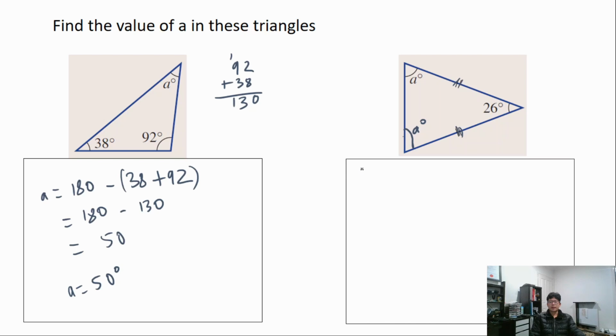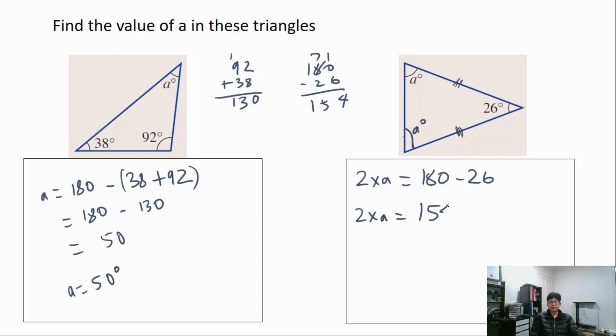So we can write that equation as 2 times A, because we have two lots of A, equals 180 minus 26. So let's do 180 minus 26 first. Let's do that quickly over here. We don't want to use a calculator. 10 minus 6 is 4, 7 minus 2 is 5, 1 minus 0 is 1. So 2 times A is going to equal 154.